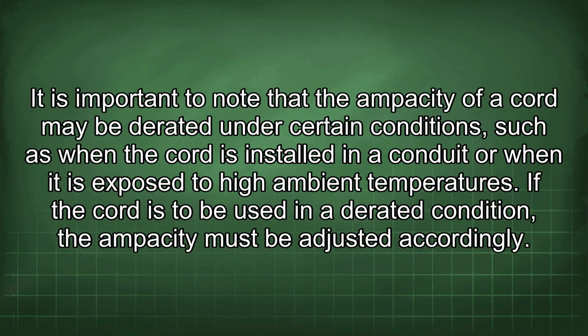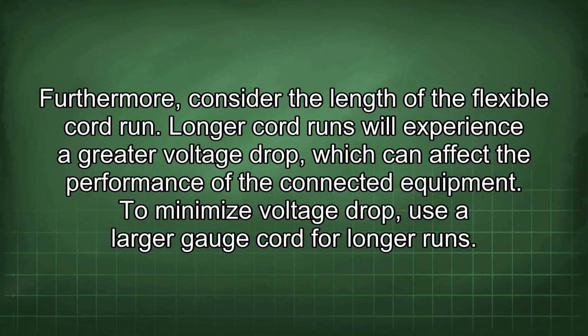It is important to note that the ampacity of a cord may be derated under certain conditions, such as when the cord is installed in a conduit or when it is exposed to high ambient temperatures. If the cord is to be used in a derated condition, the ampacity must be adjusted accordingly. Furthermore, consider the length of the flexible cord run. Longer cord runs will experience a greater voltage drop, which can affect the performance of the connected equipment. To minimize voltage drop, use a larger gauge cord for longer runs.